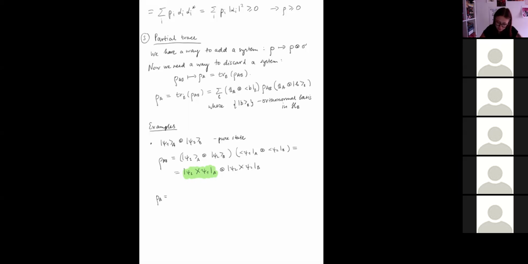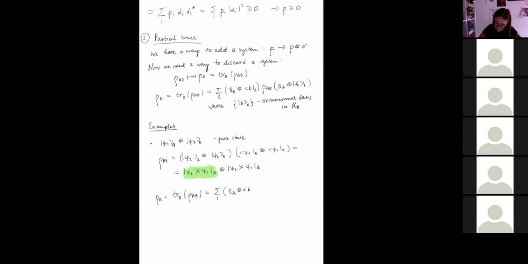So rho A is the partial trace of rho AB. So it's the sum over i, identity on A, bra b on B.